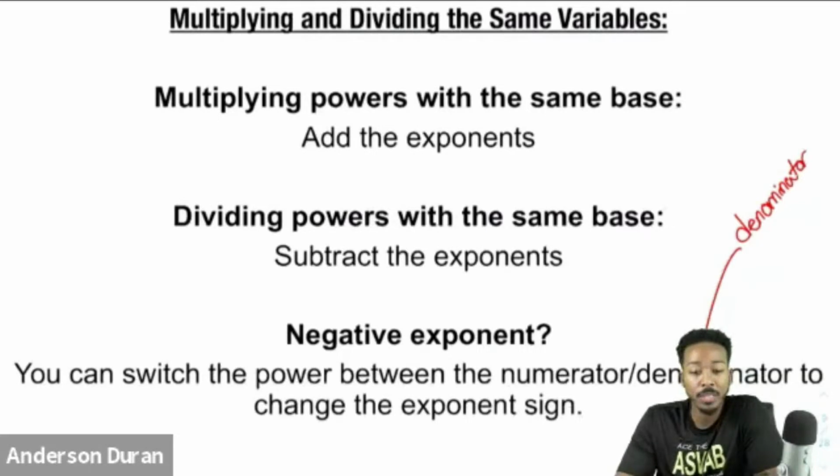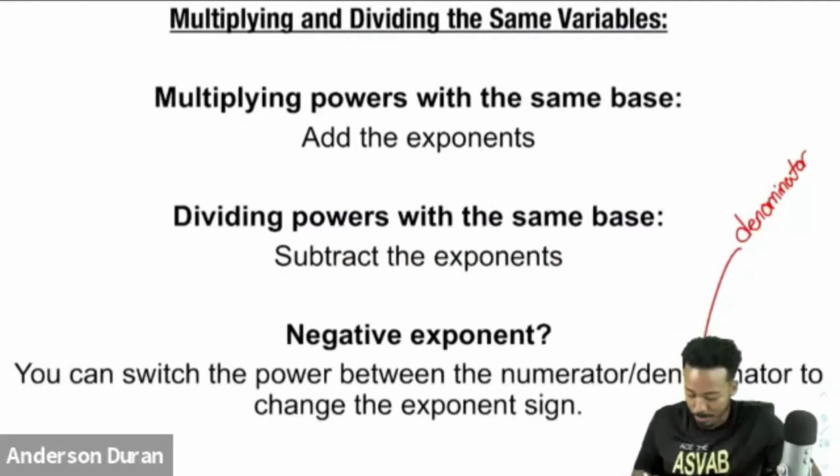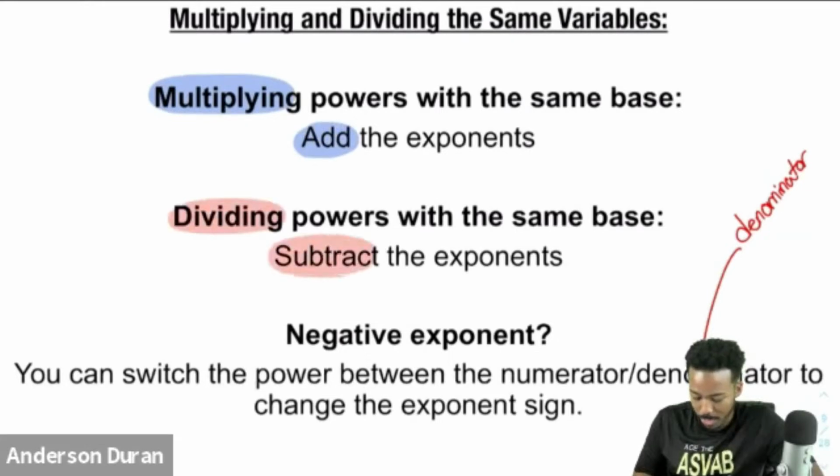All right. So when you're multiplying powers with the same base, again, add the exponents. When you're dividing powers with the same base, you're going to subtract those exponents. So let's go ahead and just really start building some relationships here. When you're multiplying, add the exponents. When you're dividing, subtract the exponents.